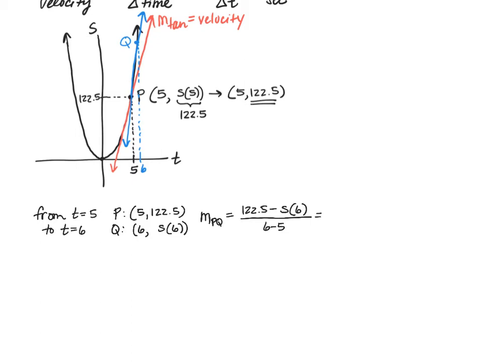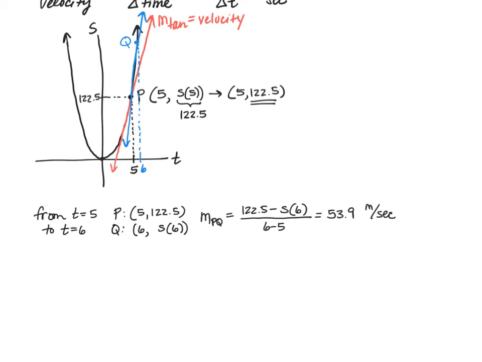And here's where I would want you to pause the video, grab your calculator, and make sure you can do this computation. This should equal 53.9. Now remember, the units on this are going to be meters per second. So the average velocity from 5 to 6 seconds is 53.9 meters per second.